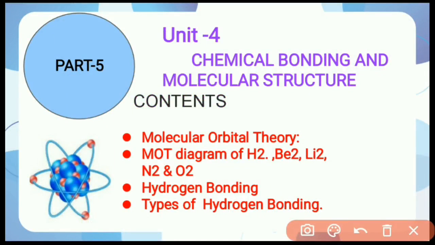Hello dear student, in part 5, unit 4, chemical bonding and molecular structure, we will cover the following contents: molecular orbital theory, MOT diagram of hydrogen, beryllium, lithium, nitrogen and oxygen molecule, hydrogen bonding and types of hydrogen bonding. So let's see all the topics with suitable examples.